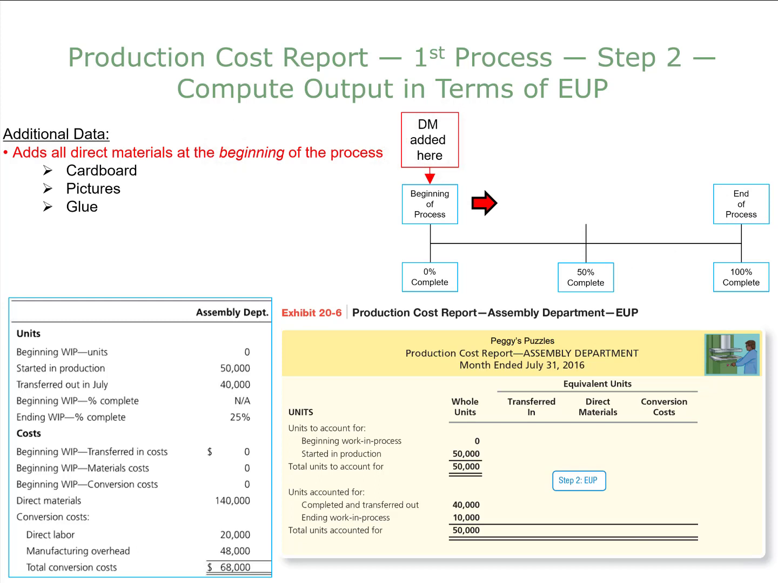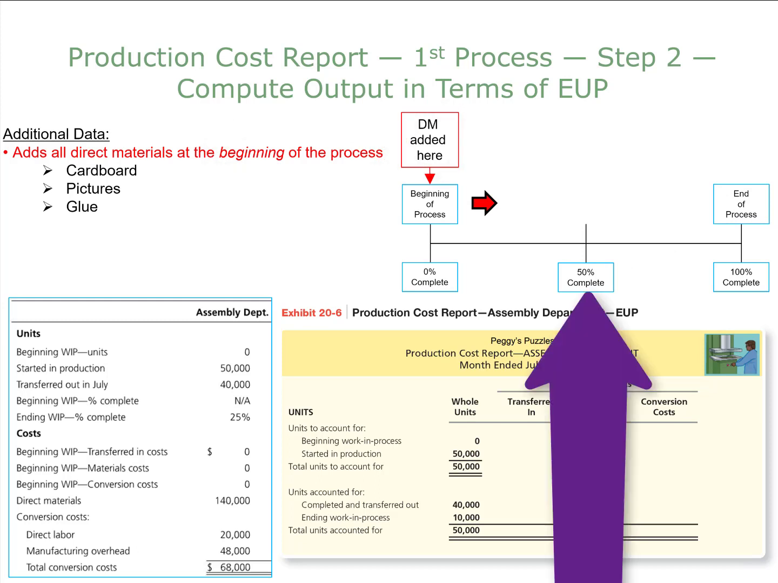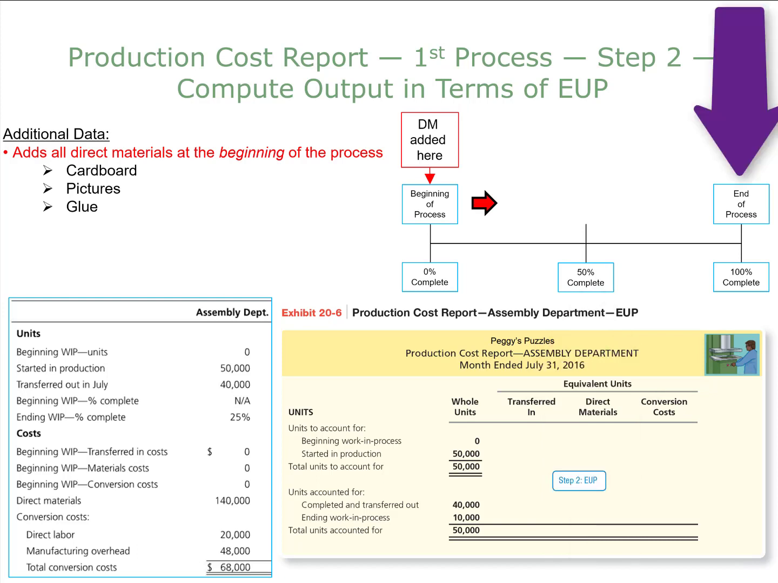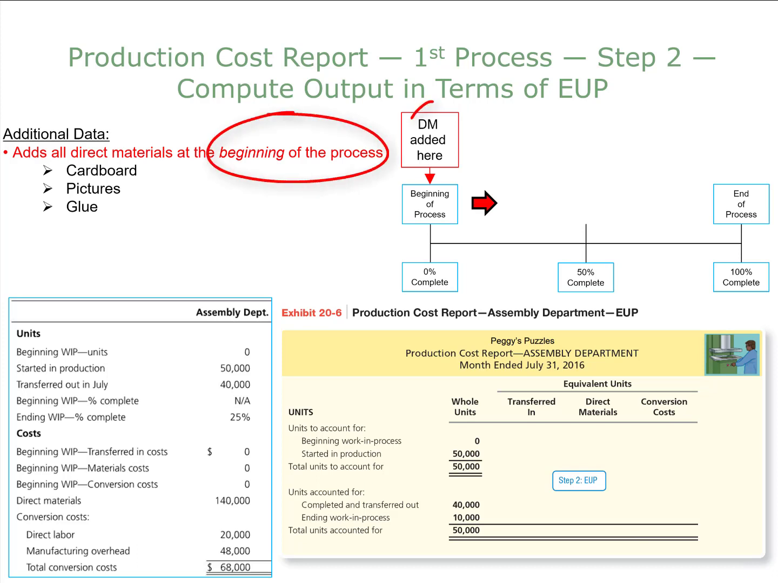Some processes add the direct materials at the very beginning of the process, like this company. But some processes add direct materials at the middle, some processes add direct materials at the end, and some processes add the direct materials evenly throughout the process. So each process could be different. But the assembly department for this company adds the direct materials at the very beginning of the process. That's key.